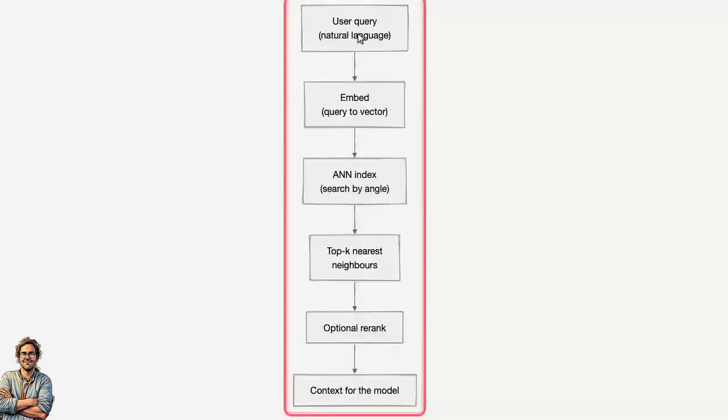Here is the whole recipe on one diagram. Embed the query, search the index by angle, take the top k nearest neighbors, optionally re-rank, and hand the text to the model as context. You embed your corpus once and every query is a fast lookup. And the matching is forgiving: misspell a word or phrase it awkwardly, and the embedding still lands in the right neighborhood.